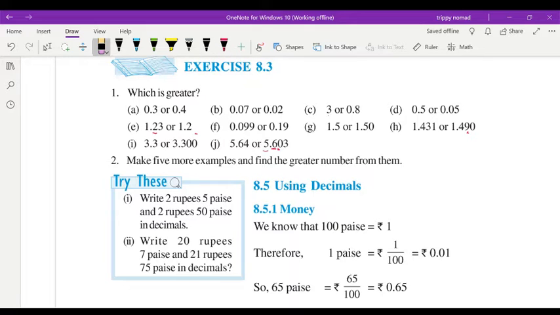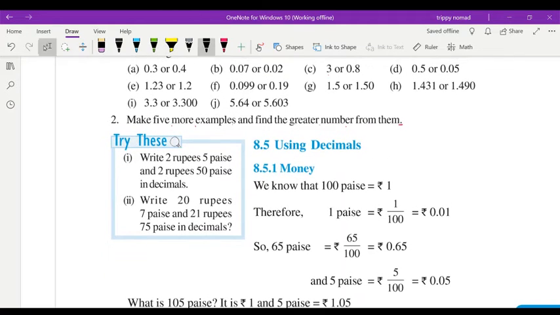Now children, you see question number 2. Make 5 more examples and find the greater number from them. Same way you have to write 5 more examples as you have done in the first question, of your own, according to your wish. You will write the numbers in digits. Suppose I write 1.732 and here I have written 0.372. So which one is greater?